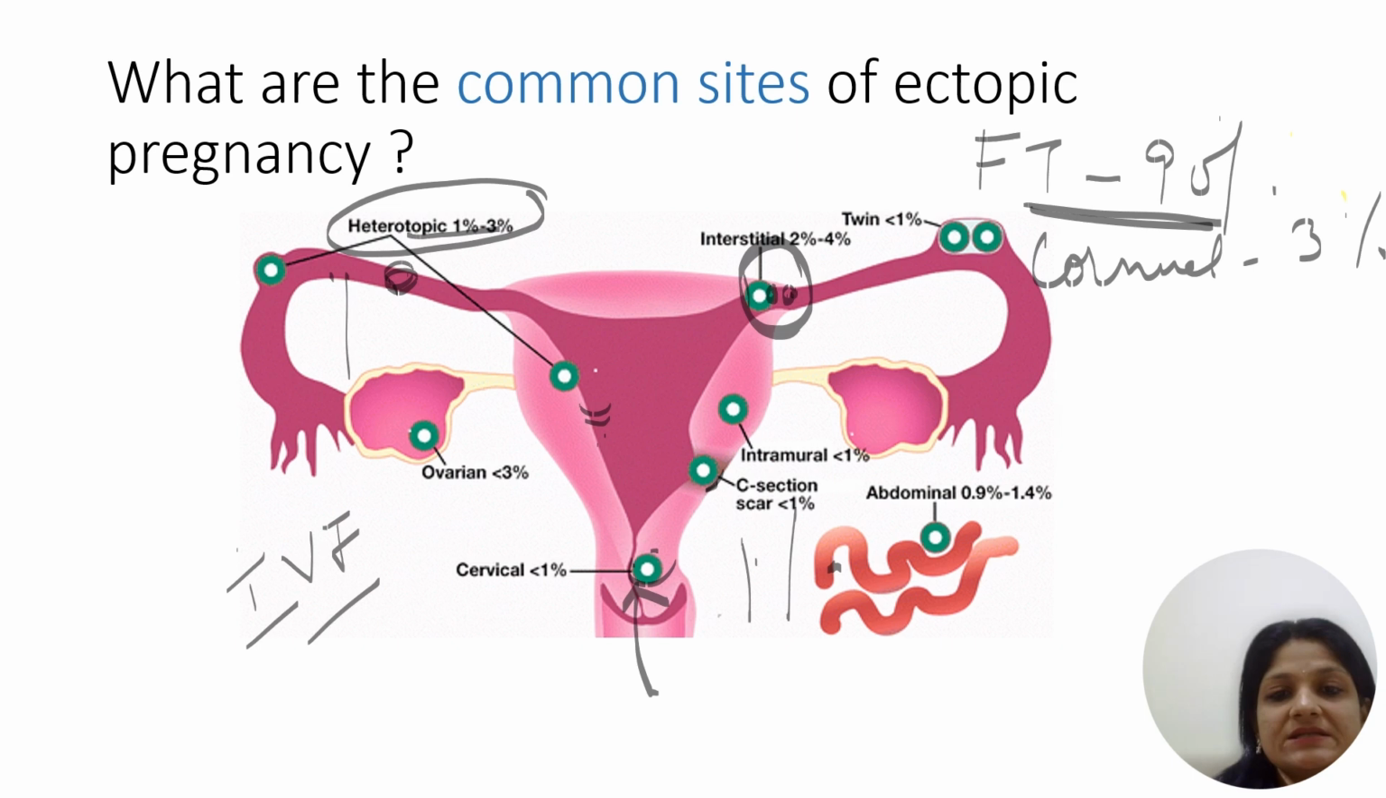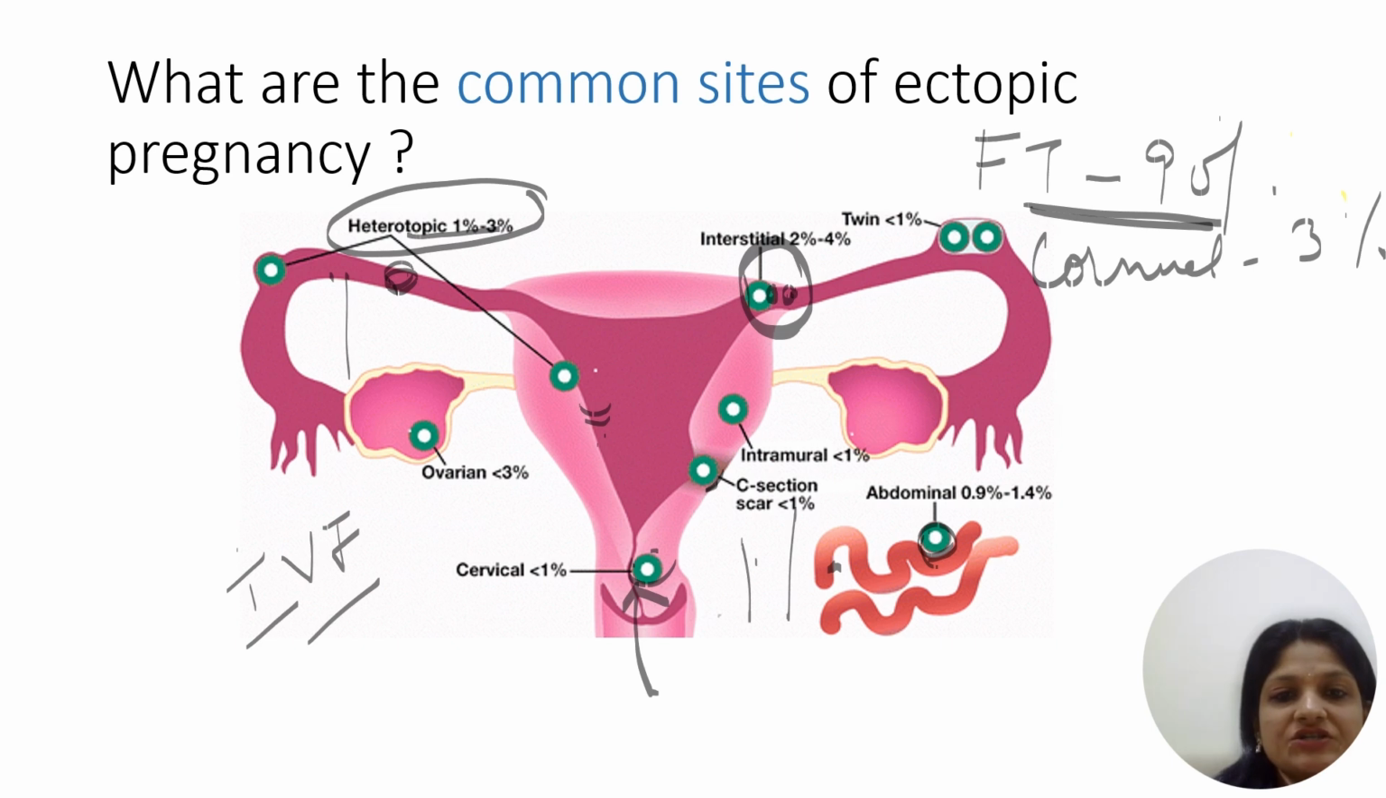Okay, sometimes it can be an abdominal pregnancy also, that sometimes the embryo has come into the peritoneal cavity and very rarely it can grow to a full-term baby also. Okay, and these are also very rare conditions.